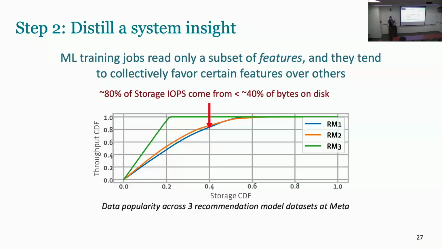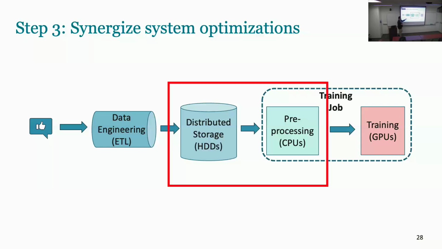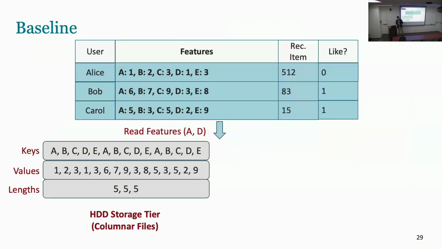And so there's this hot subset of data within our storage layer that's really read a lot by these training jobs. So taking that into account, step 3 is to deploy these synergistic optimizations throughout our entire pipeline to leverage this insight. And specifically, let's focus on this interaction between the storage tier and the pre-processing tier.